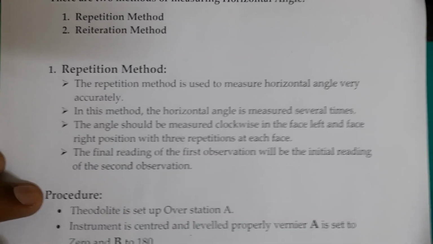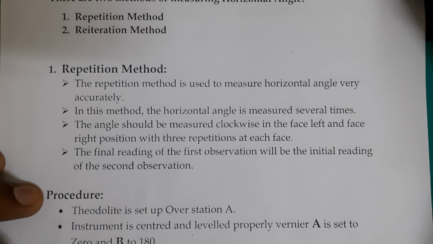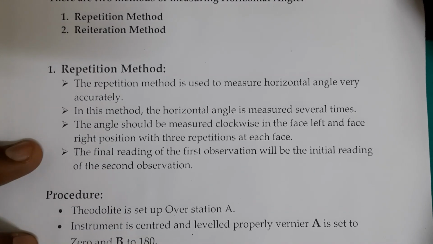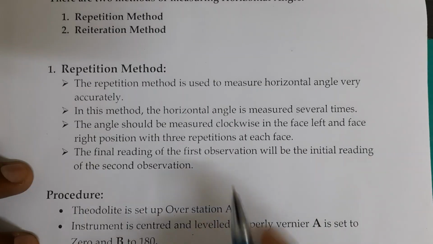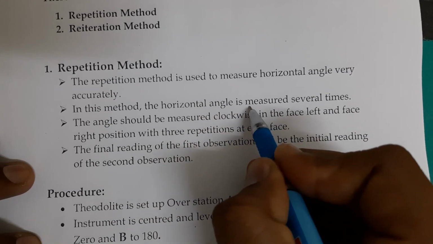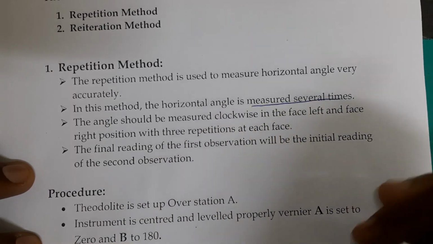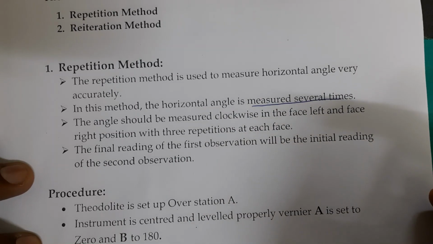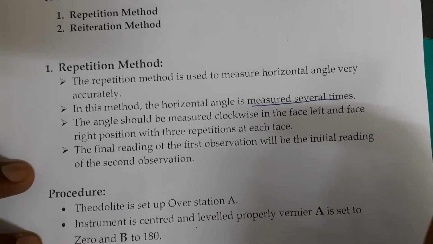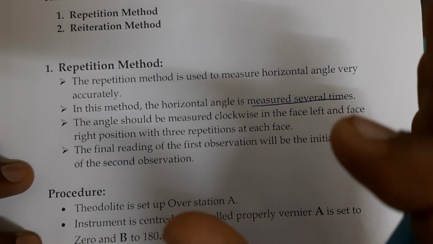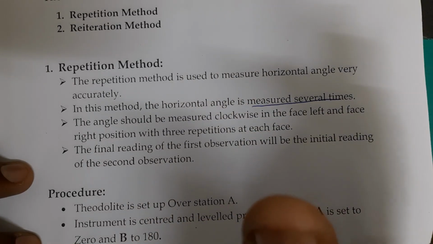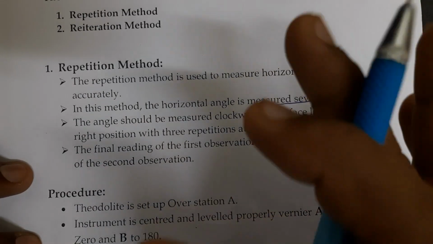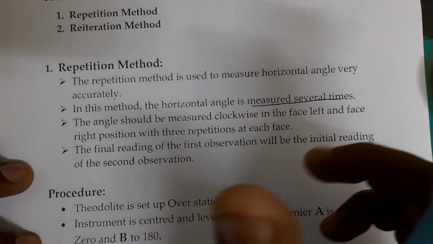This method is used for measuring the horizontal angle very accurately. In this method, the horizontal angle is measured several times. The angle is measured 2 or 3 times by allowing the vernier to remain clamped each time at the end of each measurement, instead of setting it back at 0 when sighting the previous station.